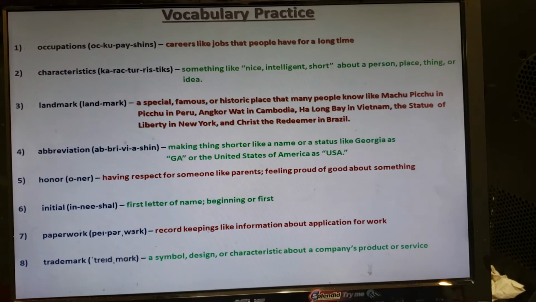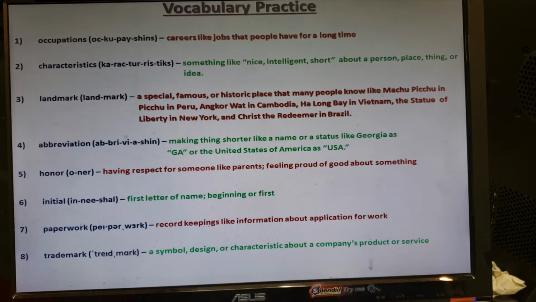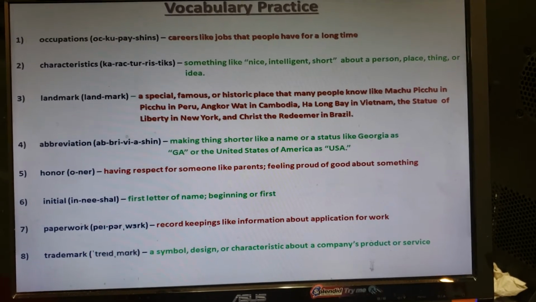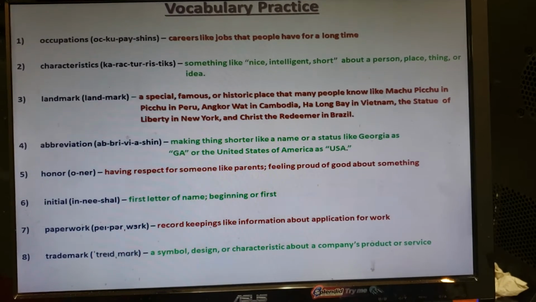So let's repeat the words with me. Occupations, characteristics, landmark, abbreviation, honor, initial, paperwork, trademark.